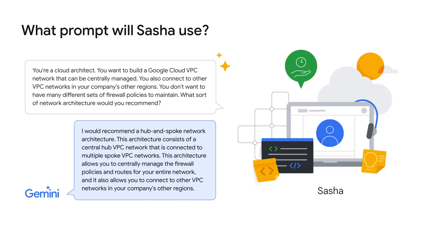With this new prompt, Gemini proposes a hub-and-spoke network architecture recommendation, which fits Sasha's needs exactly. By refining and amending her prompts, Sasha has articulated her requirements in a way that Gemini can respond with the correct focus and level of detail.